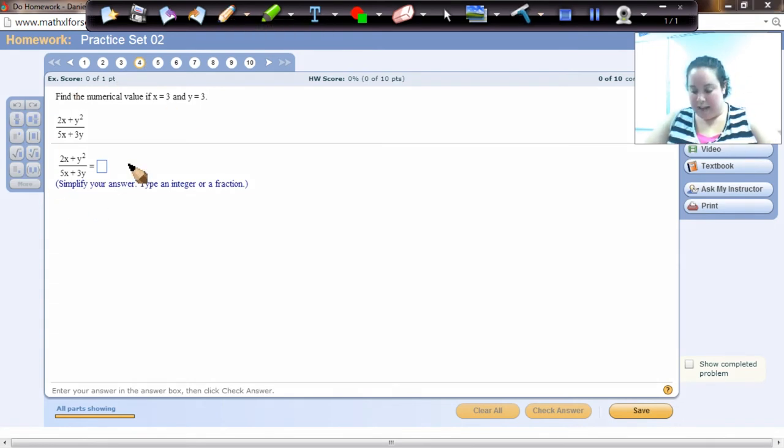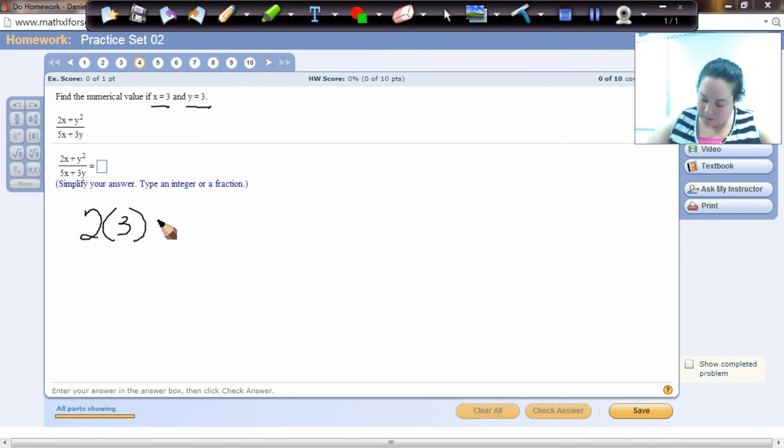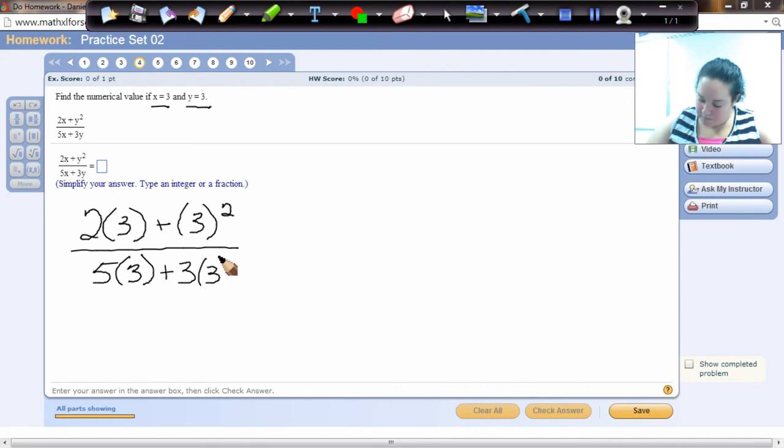Okay, this is another one asking us to evaluate. This time we have two things. We have x equals 3 and y equals 3. Okay, so we'll plug in 3 for both variables. x is 3, plus y is 3, so 3 squared, divided by 5 times 3, plus 3 times 3. Okay, so just plug in 3 in each place. And then simplify. Remember to use your order of operations. You may want to write them out just so you have them. Parentheses, exponents, multiplication and division, addition and subtraction.